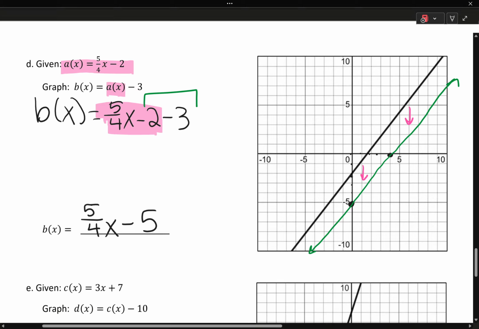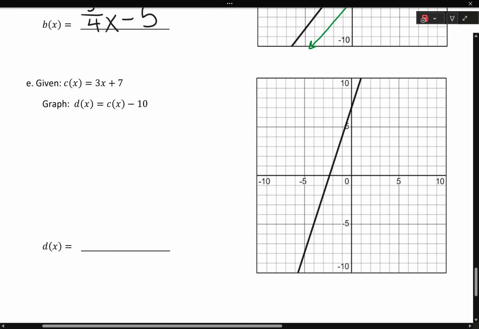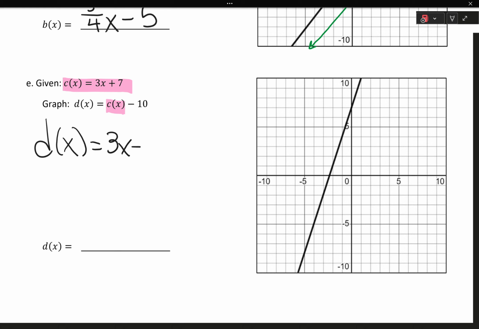All right, last one. Let's do it. Letter E. We're going to plug c of x into d of x. We're subtracting again, which will be going down. Let's combine these like terms. So we get 3x minus 3.